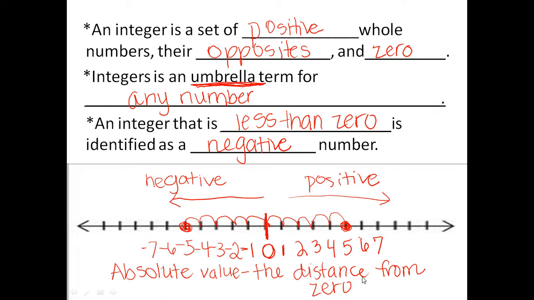Okay? The way you label absolute value is 2 parallel lines like this. So the absolute value of negative 5 is 5 because it's 5 spaces away.